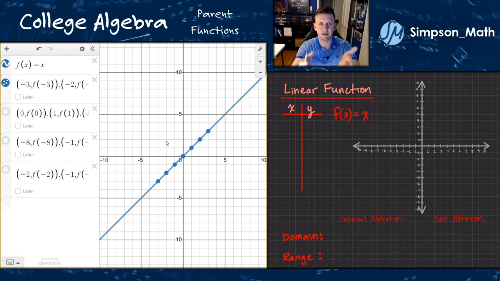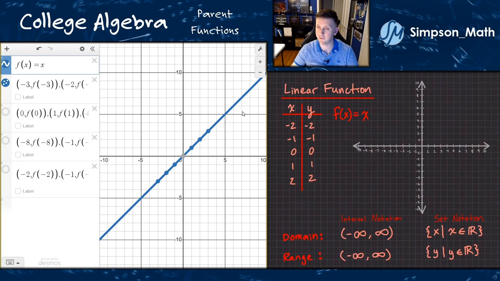So looking at this graph, there's nothing that's going to stop this dot from going all the way to the left forever and ever, and then all the way to the right forever and ever. It's just going to go forever and ever in terms of left and right. And then up and down is going to do the same thing, down forever and ever and up forever and ever. So let's take a look. Let's fill in our table and then write down our domain and range.